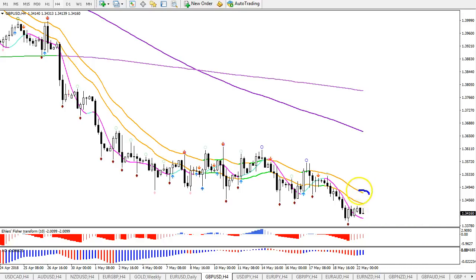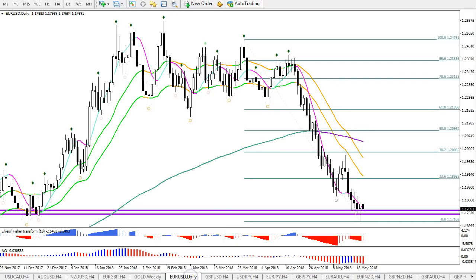But the 21 EMA, I think, is crucial. Plus these broken bottoms here around 134.50, very key for the pound dollar. If it stays below it, let's see how far price can push, probably to the downside.